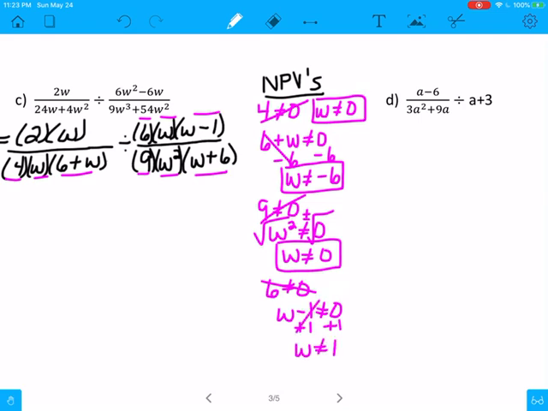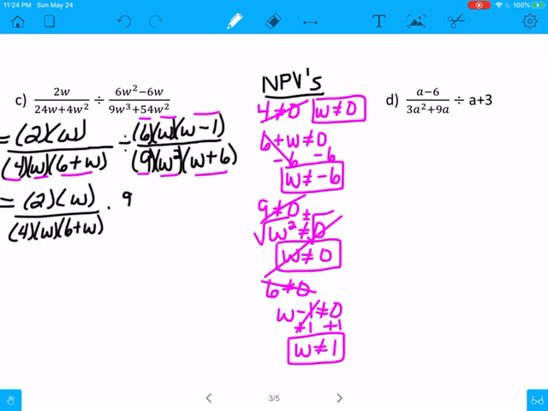W cannot equal 1. So actually I have 3 NPVs: 0, negative 6, and 1. Now I can flip and multiply. So I have 2w over 4w, 6 plus w, times 9w squared, w plus 6, over 6w, w minus 1.